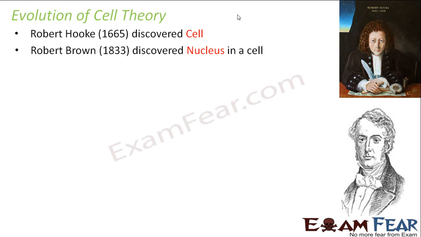So you see the time gap, 1665 and then 1883, a long time gap, right? That means nothing got discovered very quickly, not at the spur of a moment. Robert Hooke told that cells are there, but the detailed knowledge of cells came after a long time. Scientists took quite a long time to understand the structure, the composition, and the different parts of a cell. So in 1883, Robert Brown told that inside the cell there exists a nucleus.